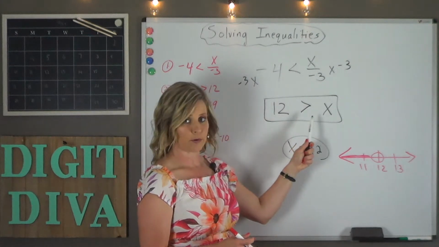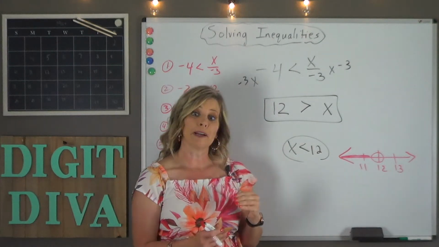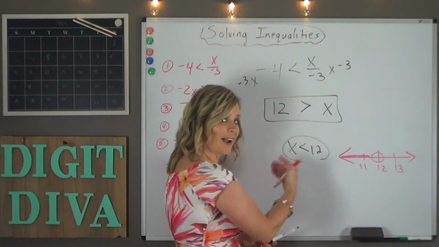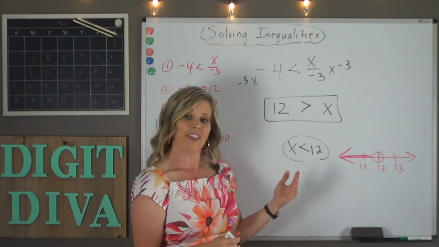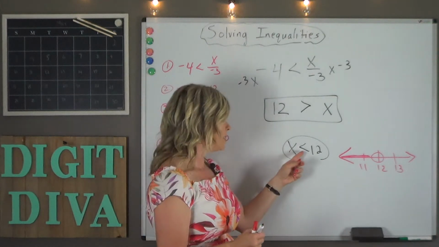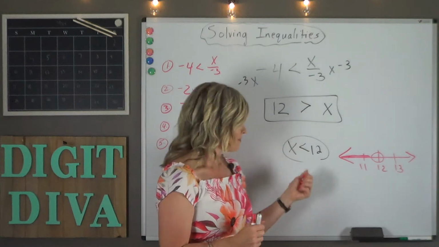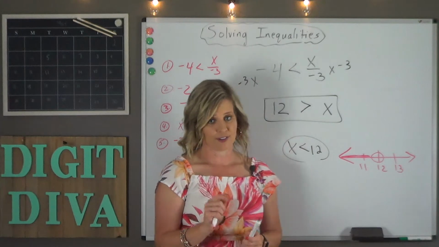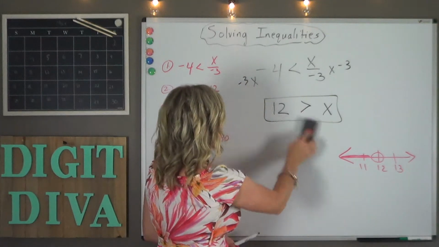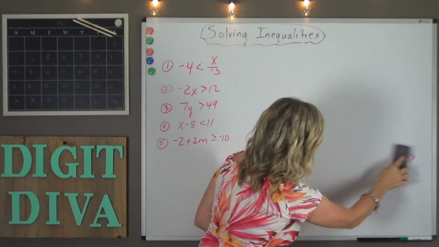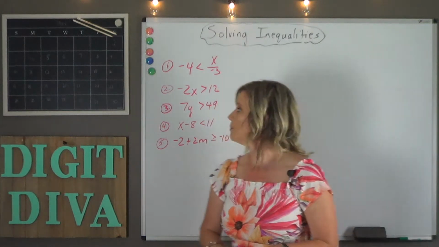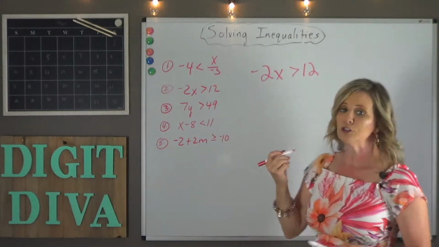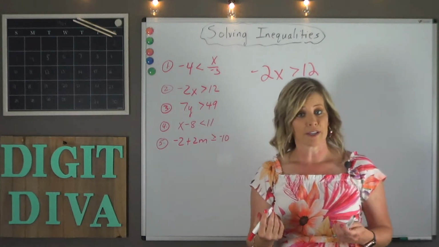Don't look at the symbol and shade in the direction of the symbol, especially if your variable is on the right-hand side. That's why it's best to rewrite it, x is less than 12, and then once your variable is on the left, you can use that little cheat sheet. It's pointing to the left, I can shade to the left. But that's only if your variable's on the left. Remember that. Okay? Let's look at our next inequality problem. So we have -2x is greater than 12. Again, you solve these inequalities by using the inverse operations.